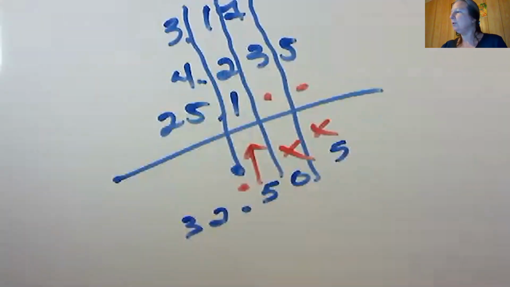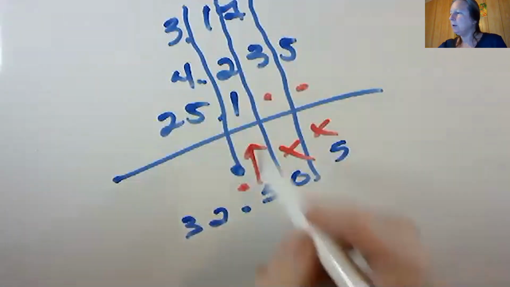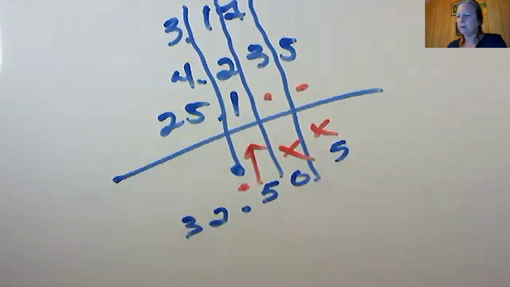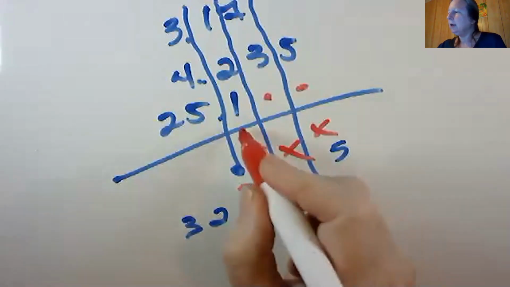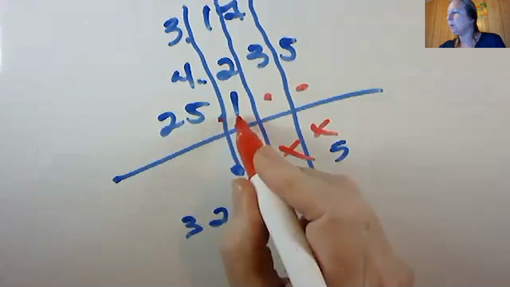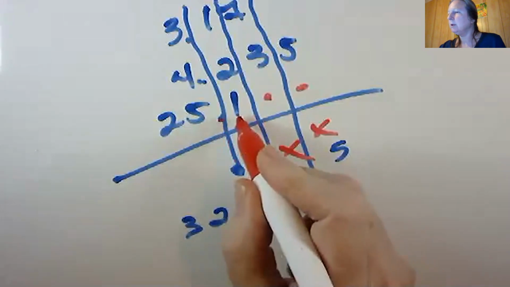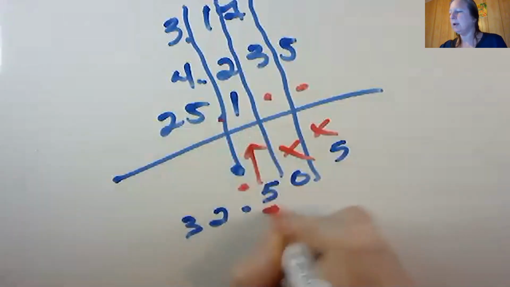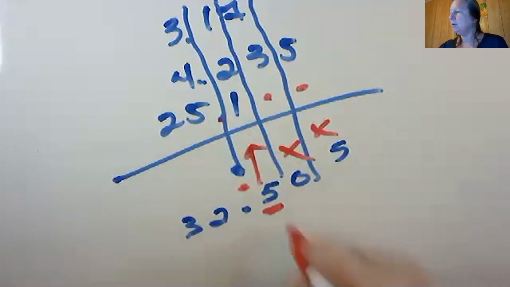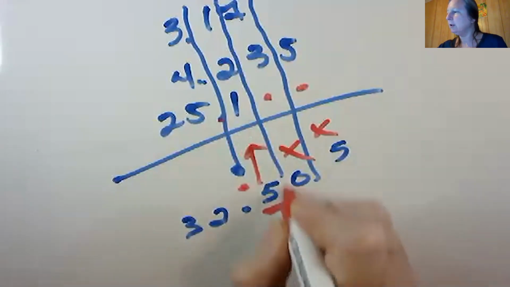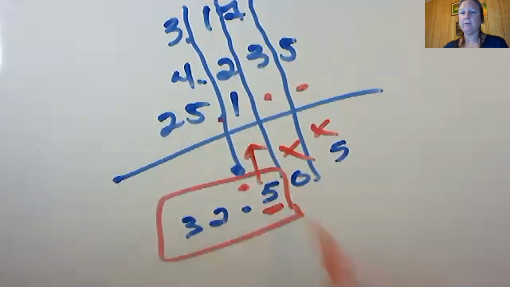So 32.505, but because this is my closest to the decimal, that's the place that your answer has to be given in. So the answer is 32.5. You do not count the places, you look at location.